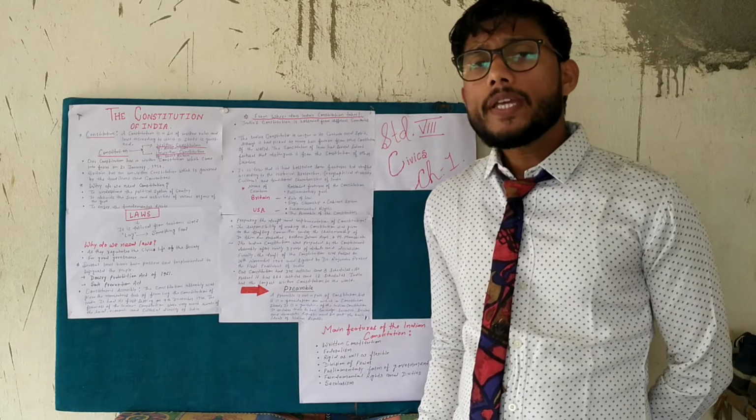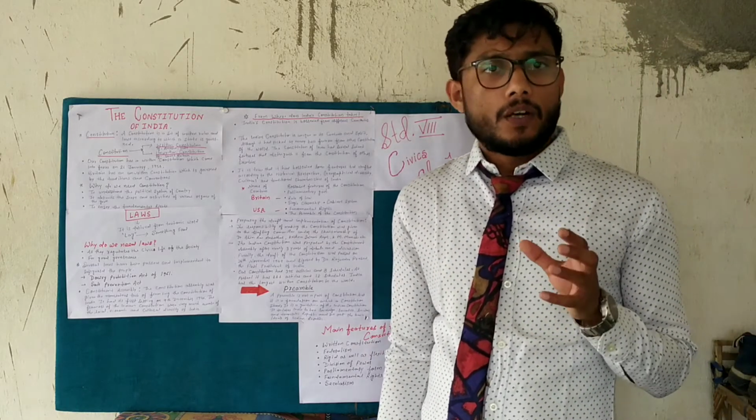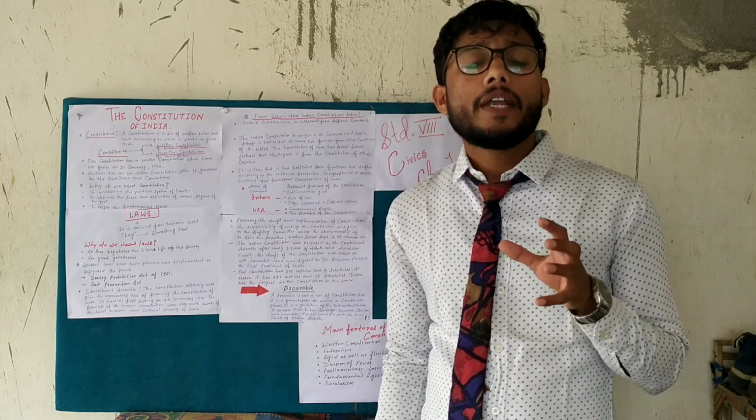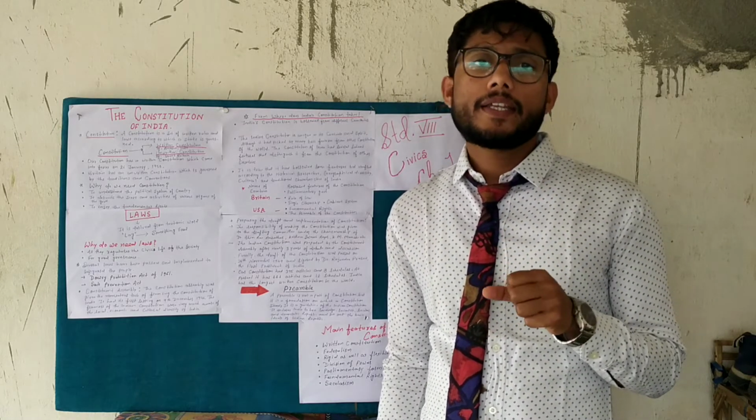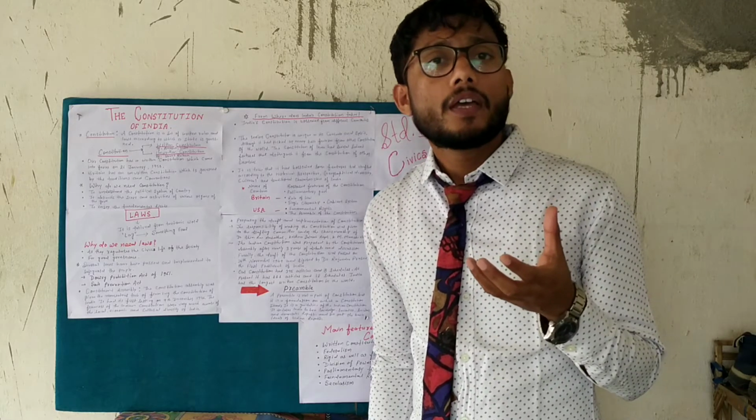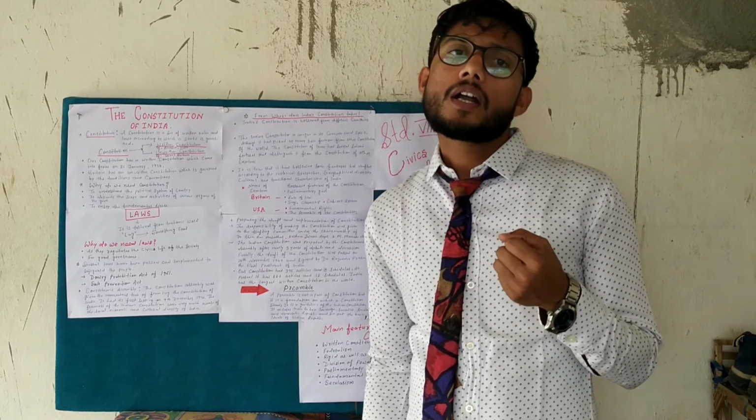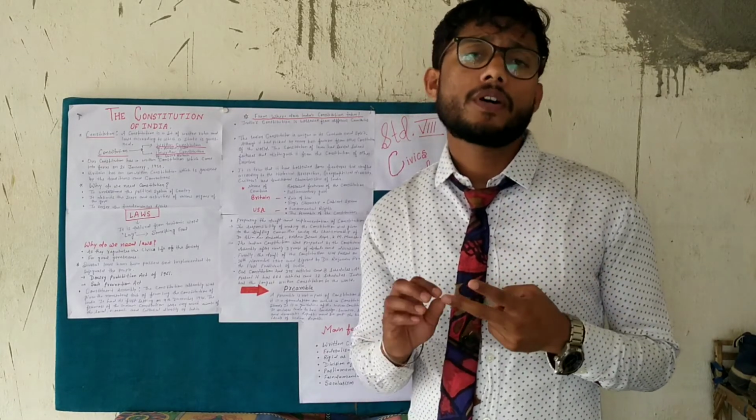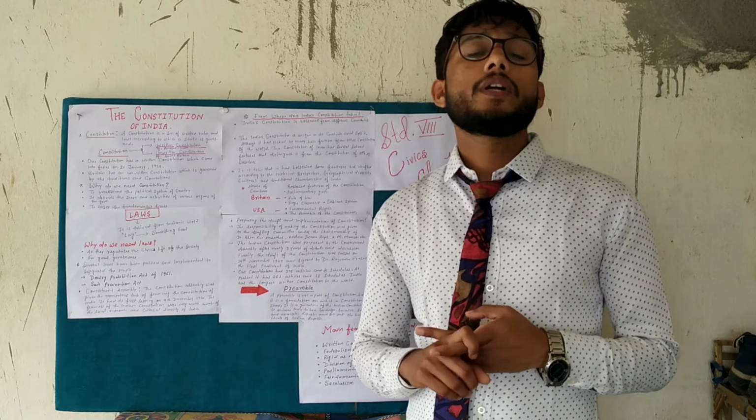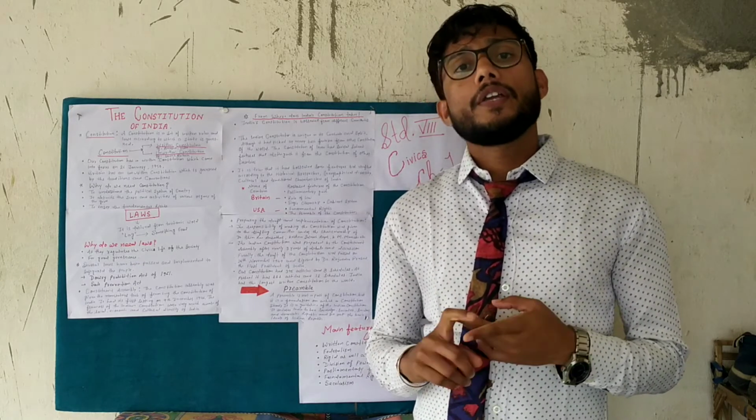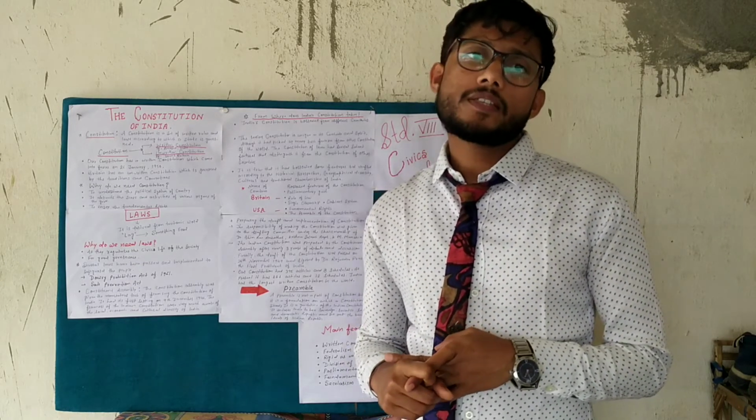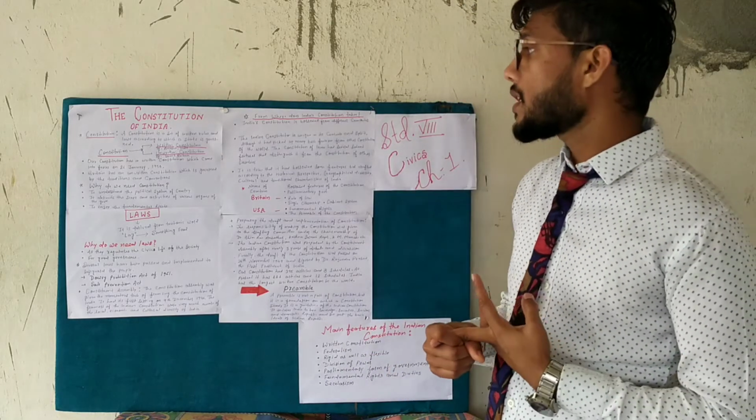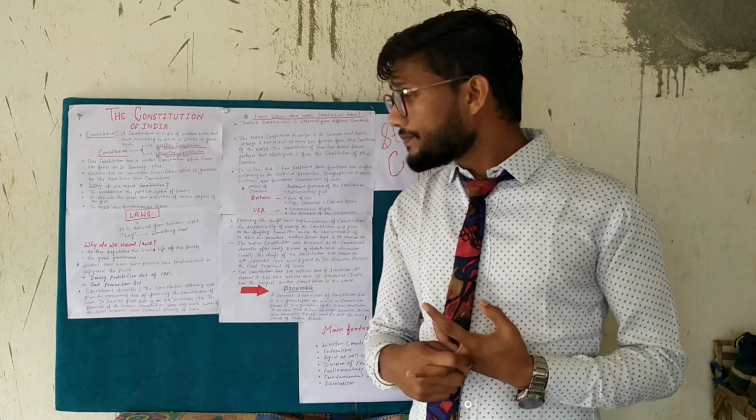Now, what we have learned today: we have seen what we mean by constitution, and from where India's constitution has been taken. A constitution is a set of rules and regulations through which a state is governed. There are two types of constitution: written and unwritten. Examples of written constitutions are India and USA, and the unwritten constitution is Britain, Great Britain.